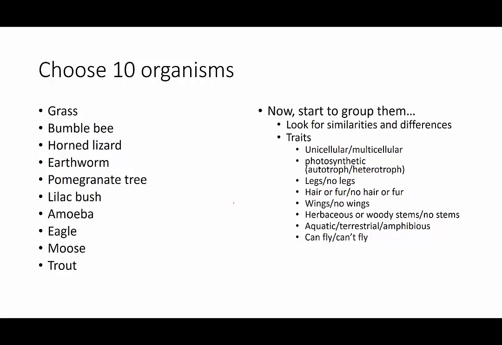We can look at traits such as if it's a unicellular organism or multicellular, if it's photosynthetic or not, that being if it's an autotroph or a heterotroph, whether it has legs or not, whether there's the presence of hair or fur, whether it has wings or not, and looking at plants, whether it has stems, whether it has a trunk, or if it has herbaceous or woody stems. Looking at where the animal lives, if it lives in the water for all of its life, being aquatic, if it lives on land, being terrestrial, or both, if it's amphibious, whether it can fly or can't fly.